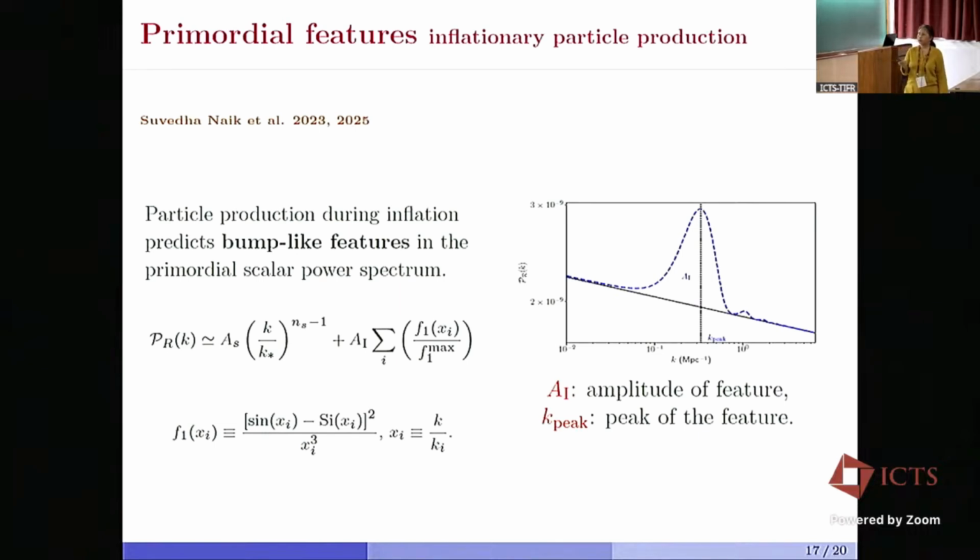There is a model of inflation which has particle production happening during inflation. Because of that particle production, it enhances the primordial power spectrum at specific scales, which depends on the model parameters. It introduces a bump of this type. This can be modeled with two parameters, the location of the peak and the height of the bump. So these are the two parameters. This is the model that Suveda has studied, and she will discuss it in more detail tomorrow.